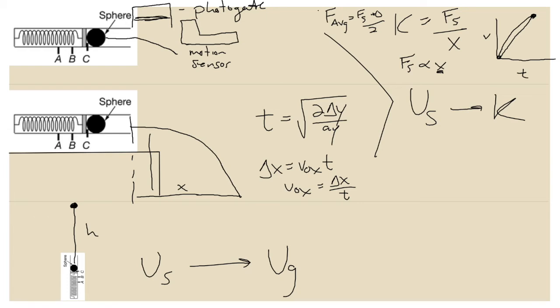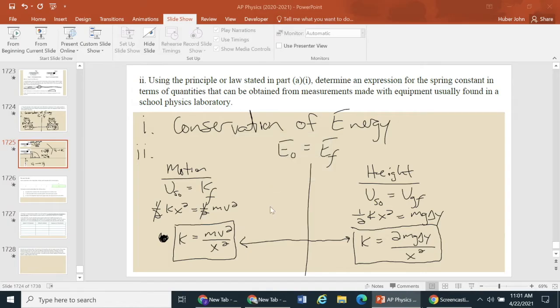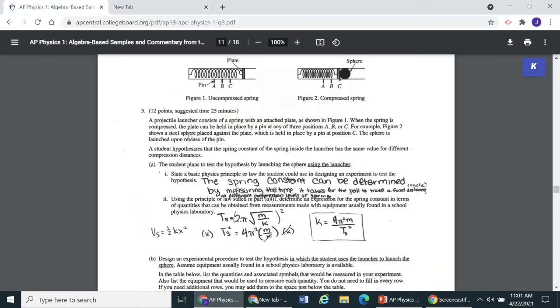Having said that, you should just try something here, because the College Board puts out a document after every single AP test where they go over answers that kids give. And this is an answer that a kid gave on this test the year this test was given. And they wrote, for A1, the spring constant can be determined by measuring the time it takes for the ball to travel a fixed distance at different compression levels of the spring. That's not really a principle or a law. That's just like a thing a spring does. Notice they end up using the period of a spring equation to go ahead and solve it for K.